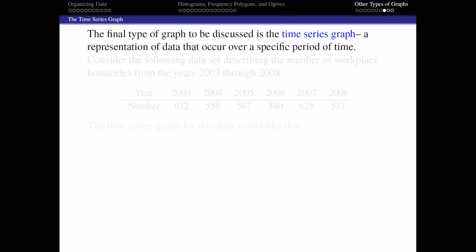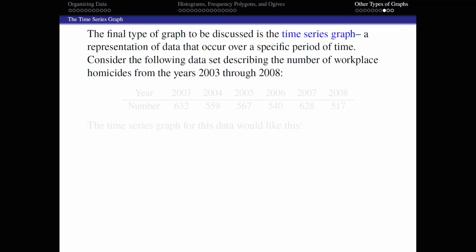The final type of graph that we'll discuss in this class is a time series graph. A time series graph represents data that occurs over time. So it's important, all of these other data, they can either be quantitative or qualitative. But in a time series graph, this requires that your data aren't just quantitative or qualitative, but that your data occur over a specific period of time.